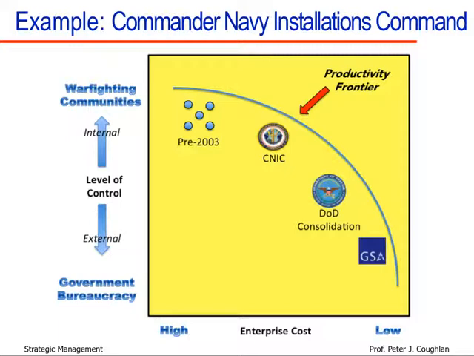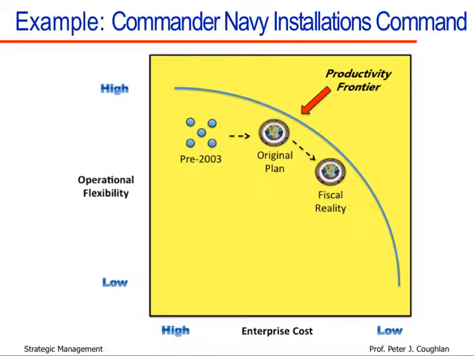Here's one for the Commander Navy Installations Command. Here they balance the level of control versus the enterprise cost, and it matched into their story. They had this diagram in terms of the productivity frontier in those two dimensions, but another one in terms of operational flexibility versus enterprise cost. In this particular diagram, it's about where they were pre-2003, where they wanted to be, and where the reality is of where they've had to be. So again, if the diagram helps you tell your story, then use it. A picture can be worth 1,000 words.